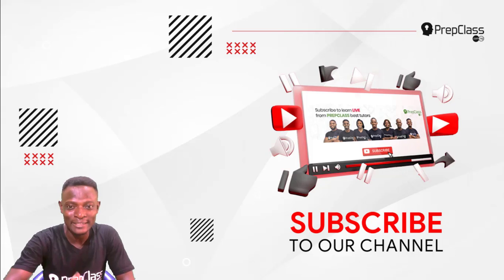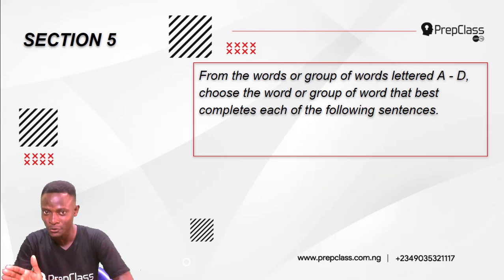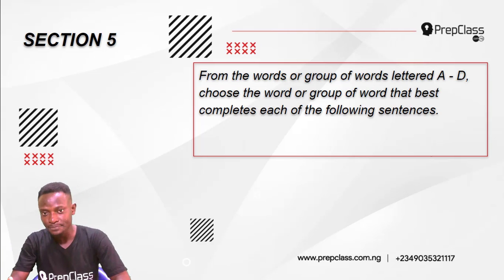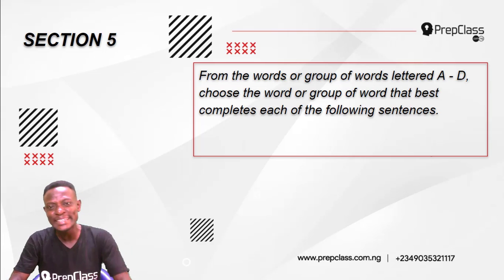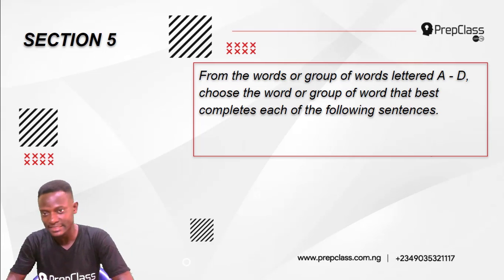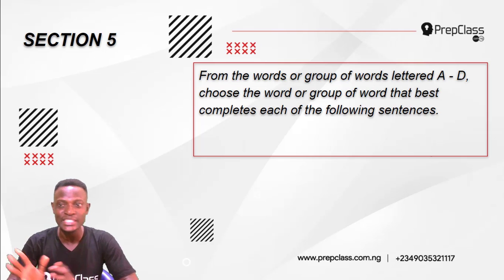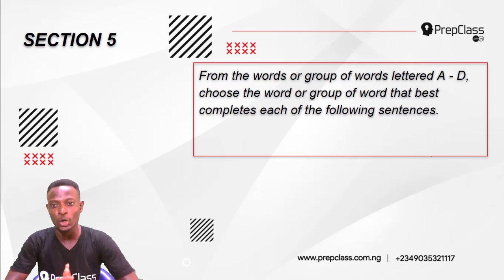Alright, let's begin. Now for questions 56 to 60, there is an instruction. From the words or group of words lettered A to D, choose the word or group of words that best completes each of the following sentences. I'll go over that again. From the word or group of words lettered A to D, choose the word or group of words that best completes each of the following sentences.